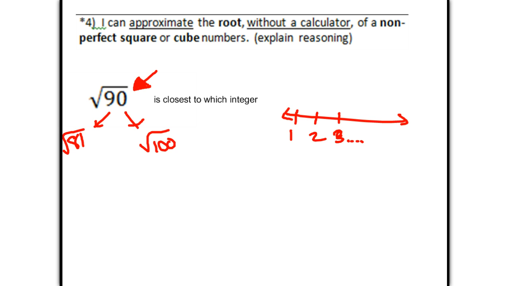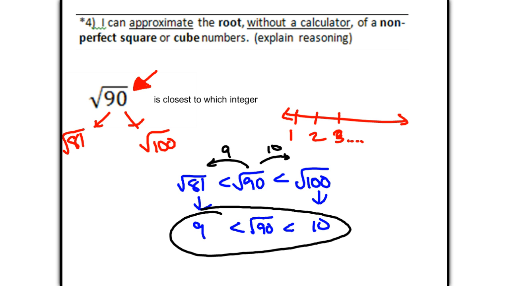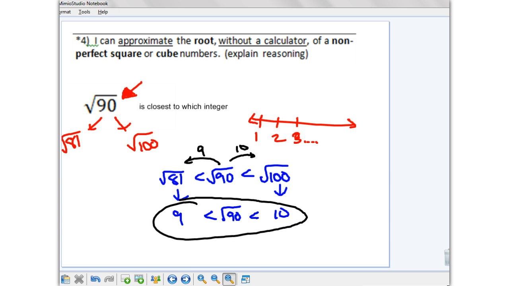So by this logic, since the square root of 81 is smaller than the square root of 90, and the square root of 90 is smaller than the square root of 100, and we know these guys on the ends, the square root of 81 is 9, and the square root of 100 is 10, the square root of 90 is some number between 9 and 10. And this one's actually pretty close to the middle, but this is a difference of 9, and this is a difference of 10. So it'd be just a little bit closer to 9, a little bit less than 9.5. So if you can show that reasoning, that's what we're looking for. Next question.